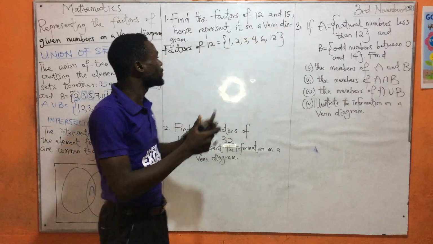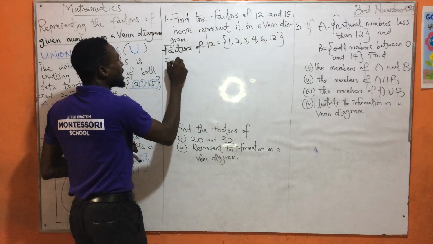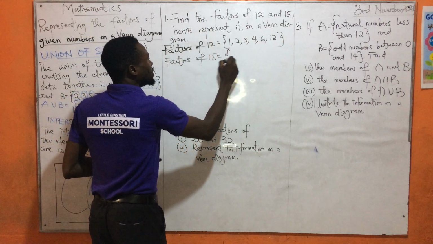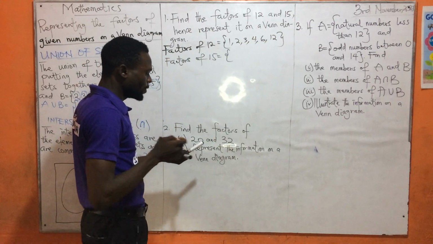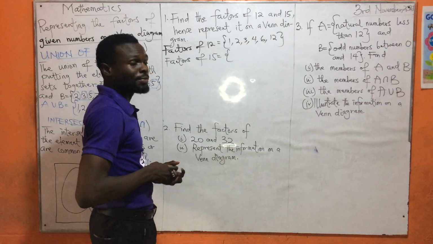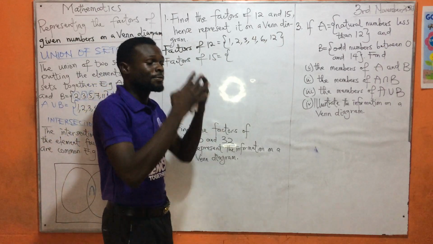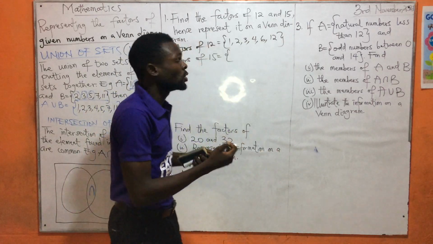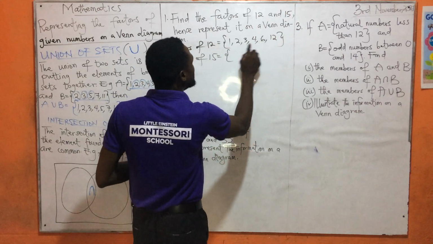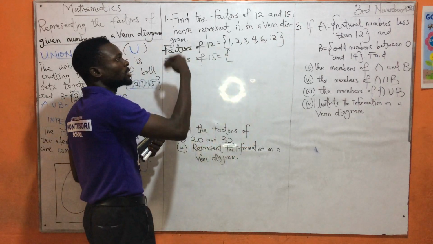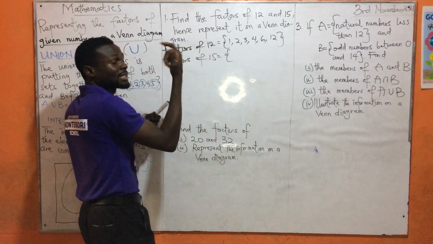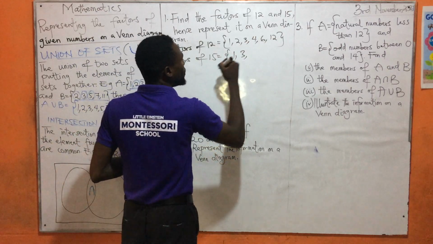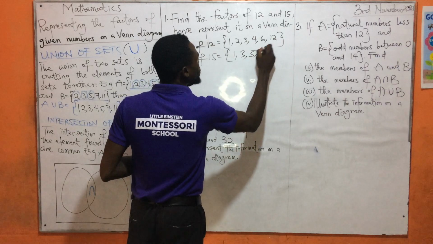Then factors of 15. We also know the factors of 15. So we just find the factors of 15 because we know that factors are two numbers which, when multiplied, give you the number. So when you multiply them, they will give you the number you want. So for 15, we have 1, we have 3, we have 5, and we have 15.